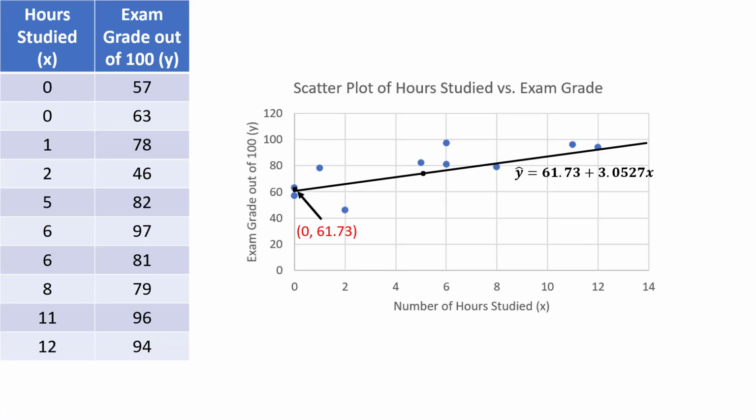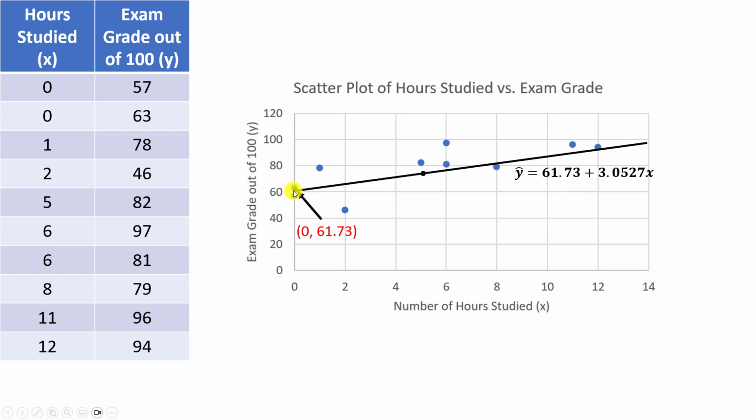Now, if you wanted to, you could go back to the scatter plot and you could plot that line of best fit onto the scatter plot. So here I've plotted that here. I have the point 0, 61.73. That's our y-intercept based on this value in our equation. So that's going to be one of the points on our line.